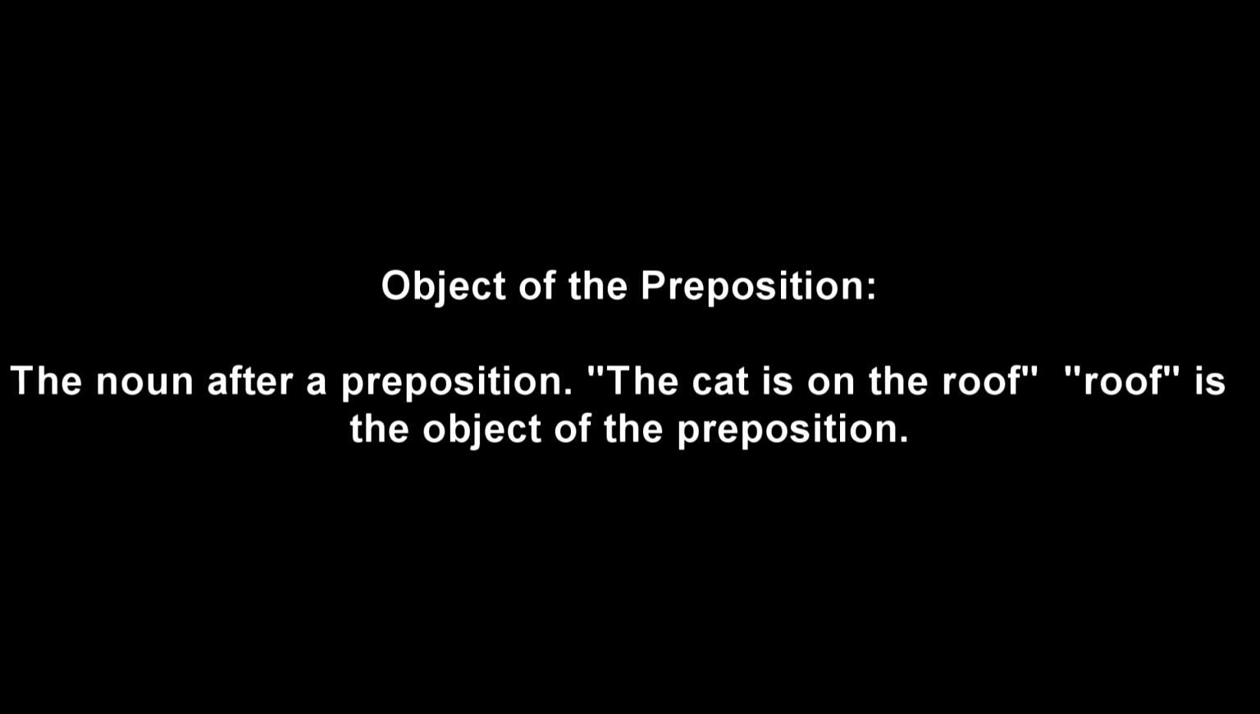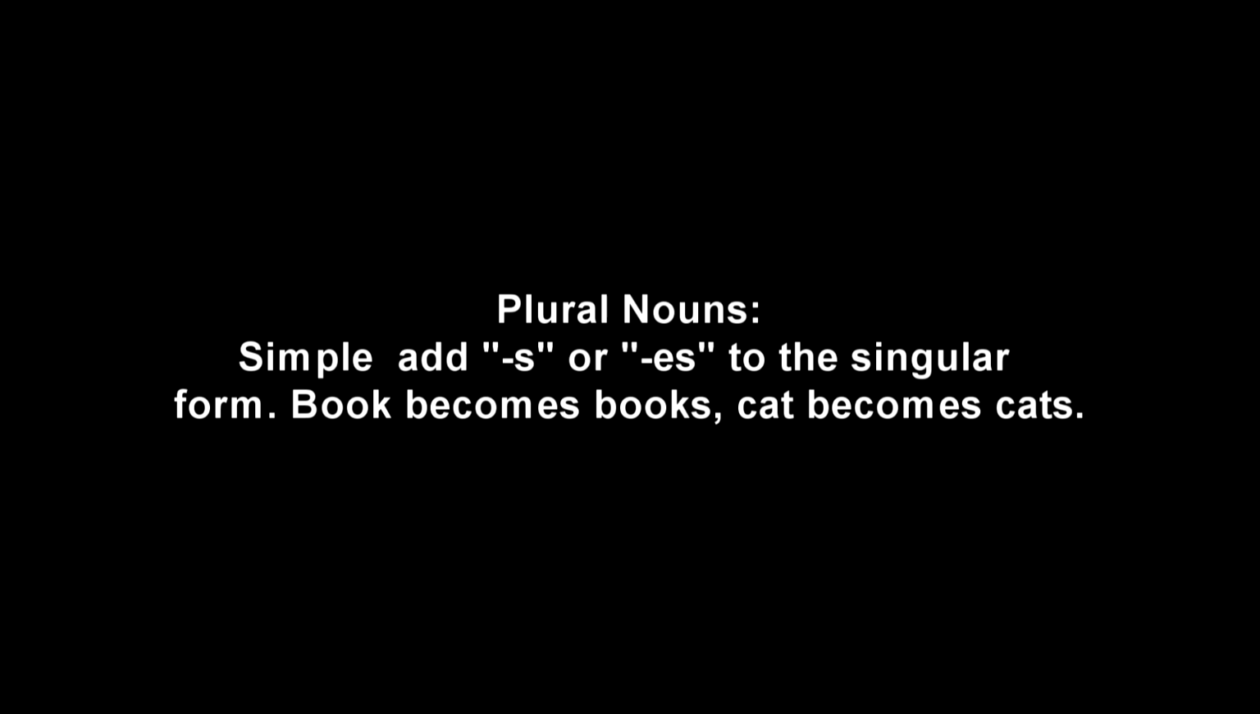5. Object of the preposition. The noun after a preposition. The cat is on the roof. Roof is the object of the preposition. Plural and possessive forms. 1. Plural nouns. Simple: add s or es to the singular form. Book becomes books. Cat becomes cats.